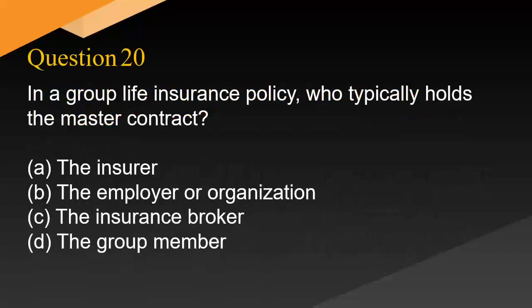In a group life insurance policy, who typically holds the master contract? A. The insurer. B. The employer or organization. C. The insurance broker. D. The group member.